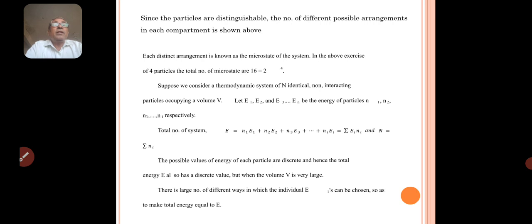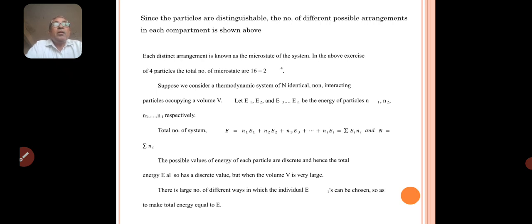Since the particles are distinguishable, the number of different possible arrangements in each compartment is shown above. Each distinct arrangement is known as a microstate of the system. In the above exercise of 4 particles, the total number of microstates is 16, that is 2 raised to 4.